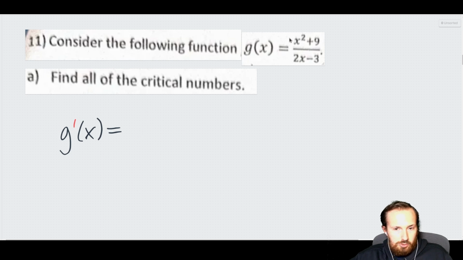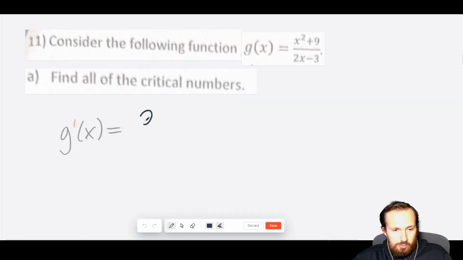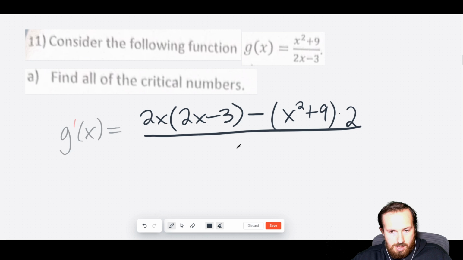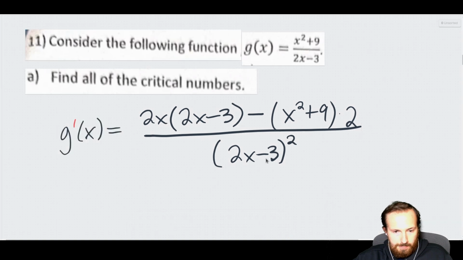But basically what you do is you take the derivative of the numerator, which in this case is 2x, times the denominator, not the derivative of the denominator, just the denominator itself. And then you subtract the numerator, x squared plus 9, and then multiply by the derivative of the denominator, which in this case is 2. And then you divide by the denominator squared. So in this case, 2x minus 3, the whole thing squared. So there you go. That's the derivative.